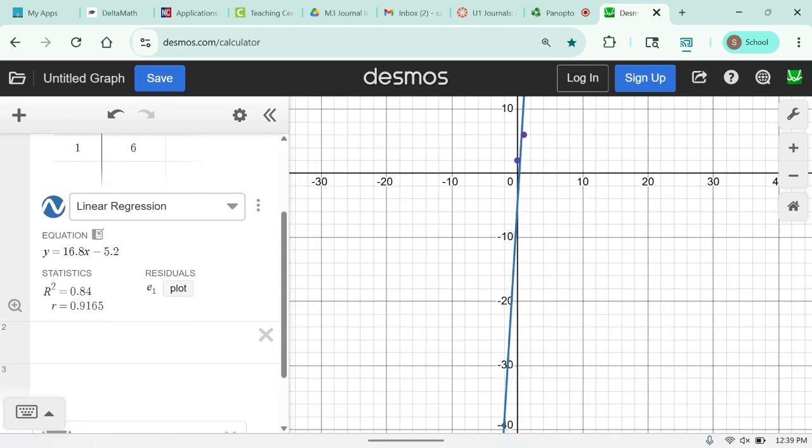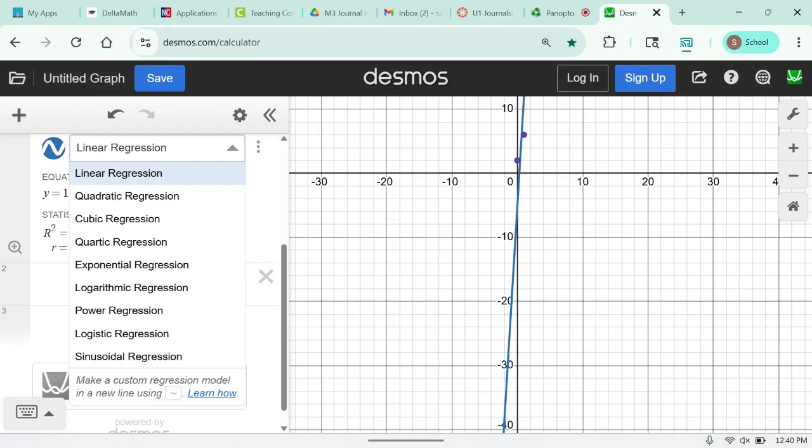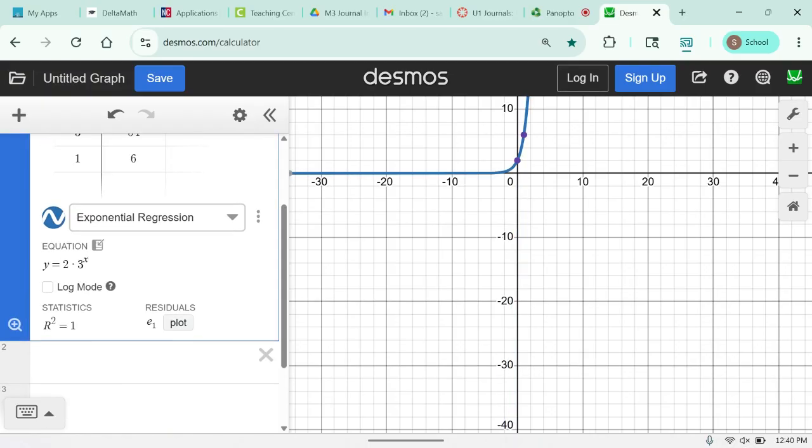Currently it says linear regression. That's the default. I want exponential. So I'm going to click the drop down and hit exponential. Make sure log mode is on if you're using regular Desmos. If you're using the NC one, which I highly recommend you do, log mode's automatically engaged. All right. And guess what? There's our function.